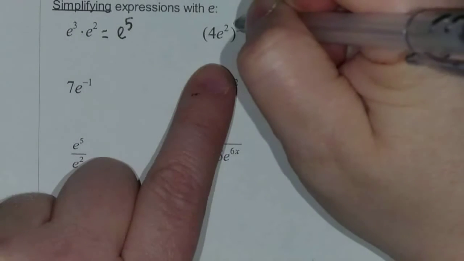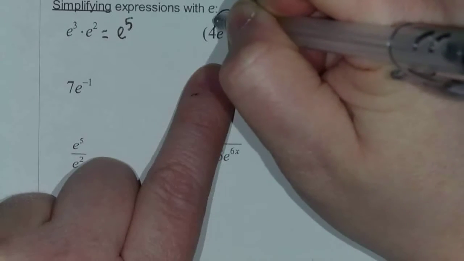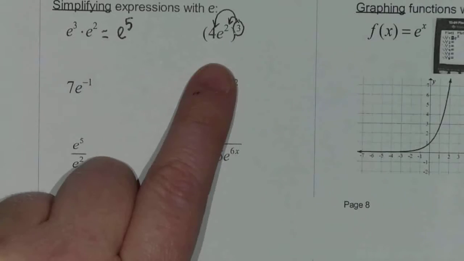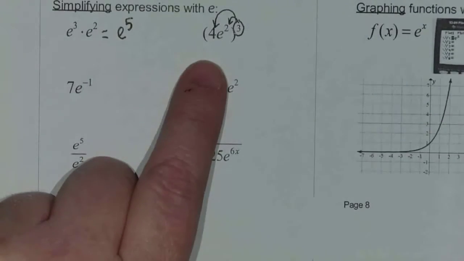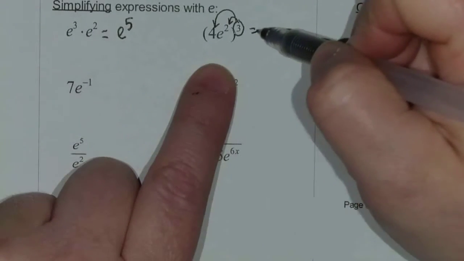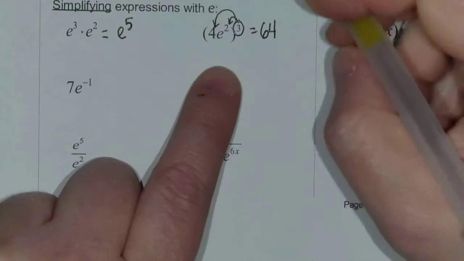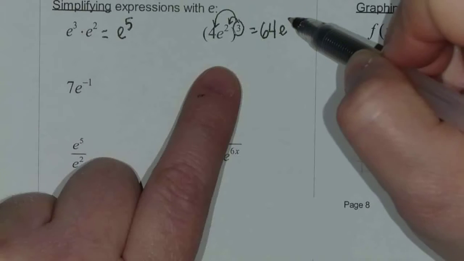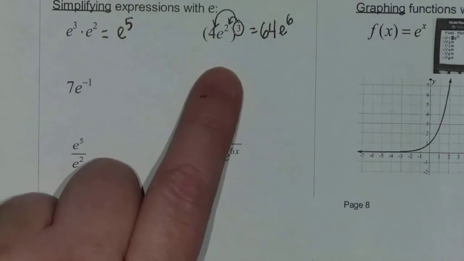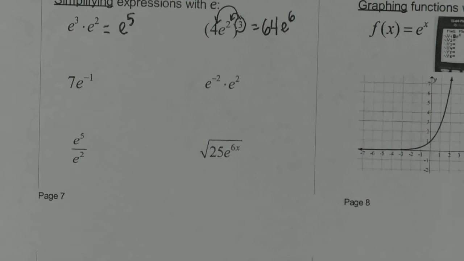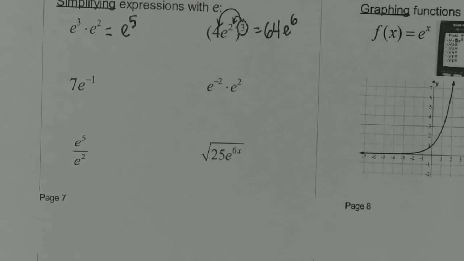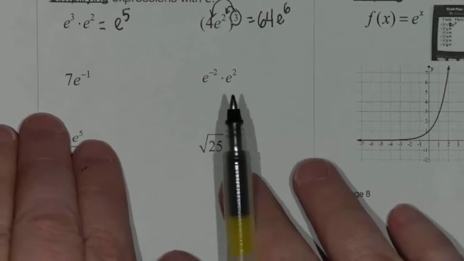That 3 has to go on to the 4, and the 3 has to go on to the 2 as the power. So what's 4 to the 3rd power? 64. And then what's on my e's? Is that 5 or 6? It is 6. It's a power raised to a power. When you have a power raised to a power, you multiply the powers. So your answer there is 64e to the 6th.